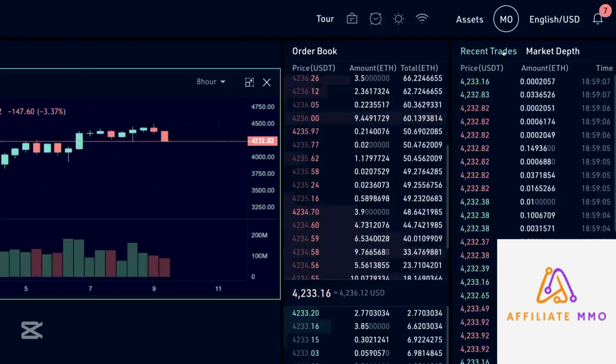On the right-hand side we have the volume, so you can see the volume right here. This is the amount of ETH and then the total ETH, so that's the actual value of it going through. These recent trades right here don't really tell you too much, but they kind of fill up the whole right-hand side of the screen. What we can do now though is go ahead and enter a couple of orders. I'm going to show you two different order types. One is market order and one is limit order.